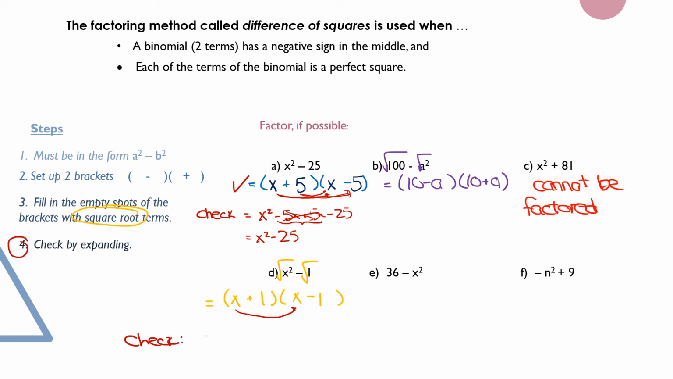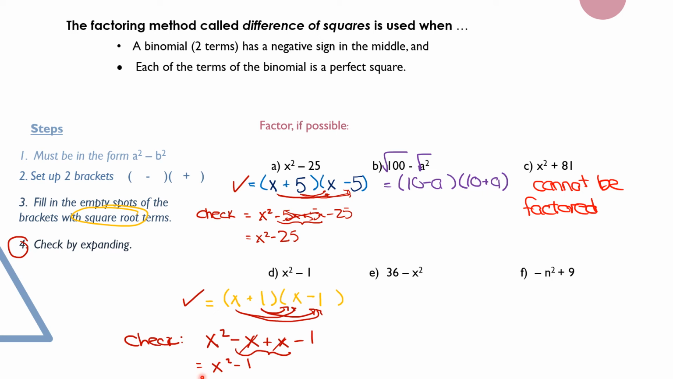X times x is x squared. X times negative 1 is minus x. 1 times x is just x. And 1 times negative 1 is negative 1. These are like terms. A negative x and a positive x cancel out because they make 0, and we're left with x squared minus 1, which is the original question. So I know that I factored it correctly.